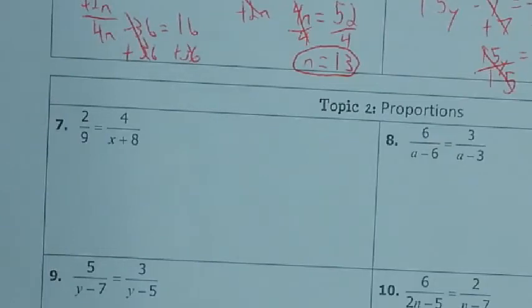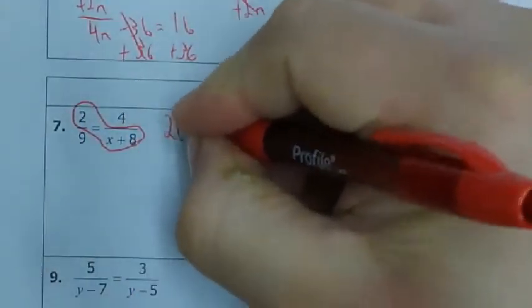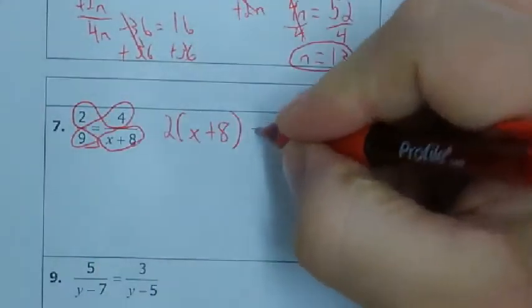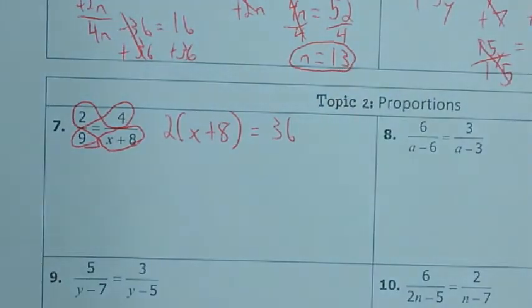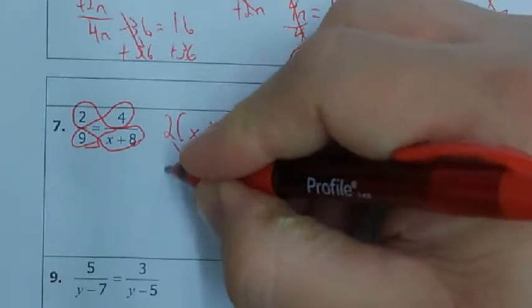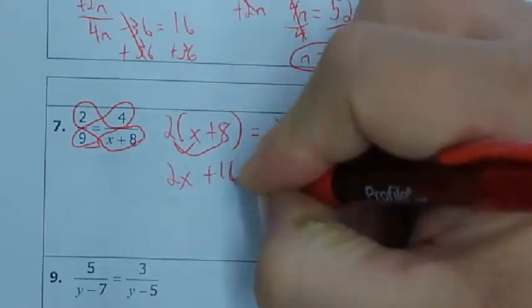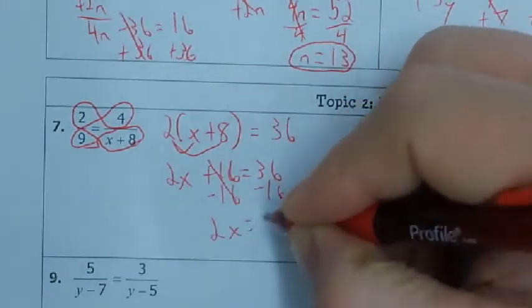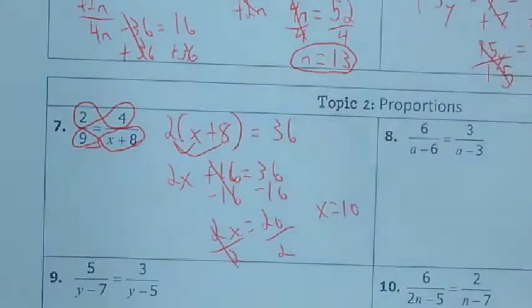All right, so now we have proportions. Proportions mean you got to cross multiply. So you can do 2 times x plus 8, and then 9 times 4. 9 times 4, that would just be 36. So now we do 2 times x, 2x, 2 times 8, 16. Subtract 16. Get 2x equals 20, divide by 2, x equals 10.